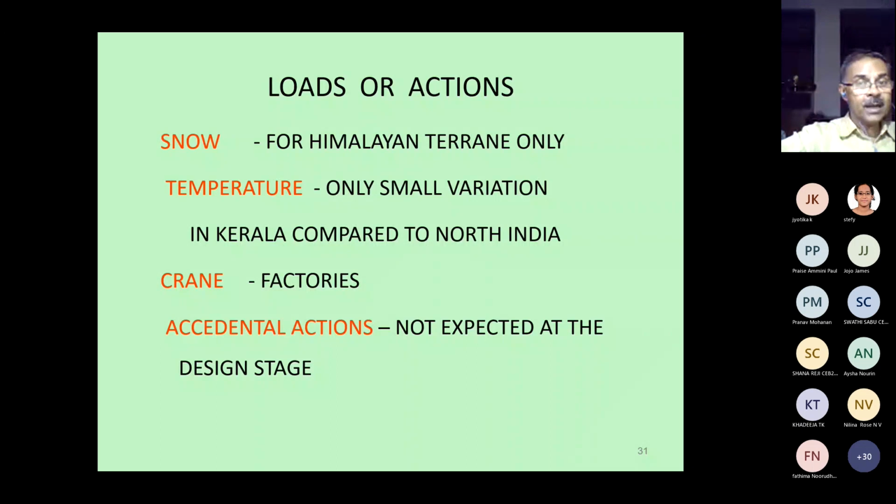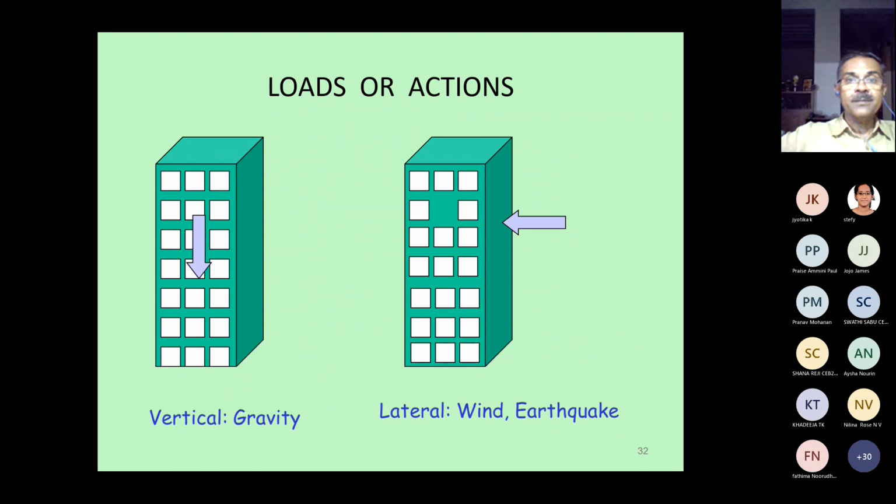Then comes accidental actions, which are not expected at the design stage. There are accidental loads on every structure, for example, an explosion in a building. This may not be anticipated for every building in the design stage. Of course, there are certain buildings like a storage building of explosive material, we may design for that, but not other residential buildings. But a blast in such a building is causing an accidental action or an unexpected loading in the structure.